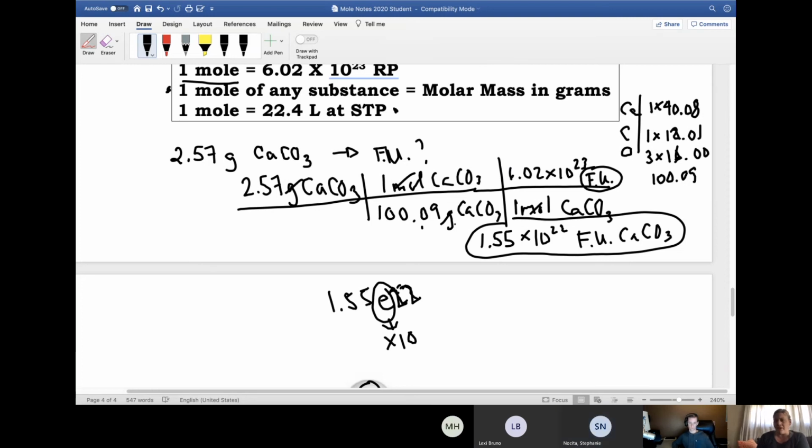If you just put 1.55, first of all, if I have a sample, 2.57 grams of calcium carbonate, there's not going to be 1.5 formula units in that sample. There's going to be millions in there, billions, trillions. So if you see that E in your calculator and then it went 22, you have to put in the times 10 to the 22nd. The number that comes after the E is the exponent when you put it in scientific notation. Does that answer your question?